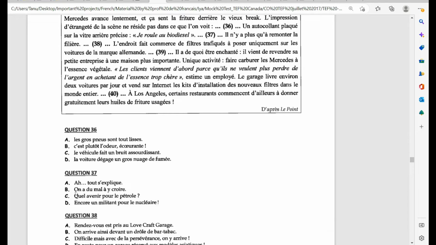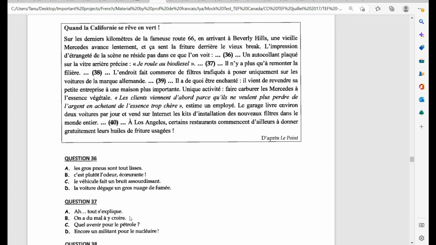All right, so let's go back to it. So at the back of the car, we can see that this car runs on biodiesel. And actually, we don't have any reason to not believe in it, right? So B option is also eliminated.